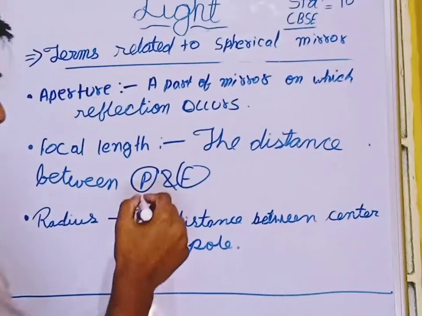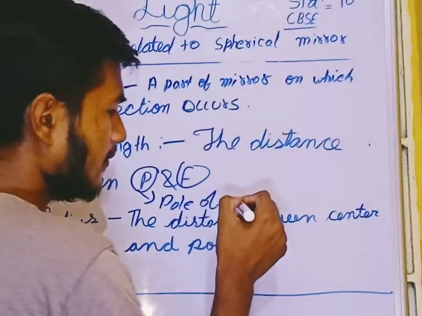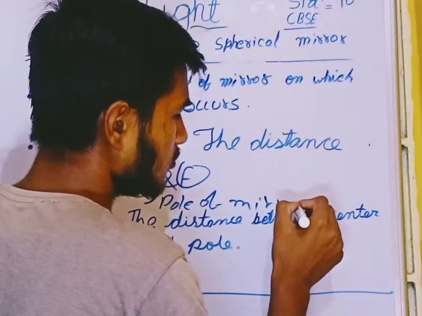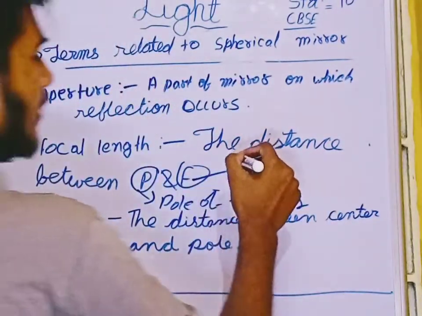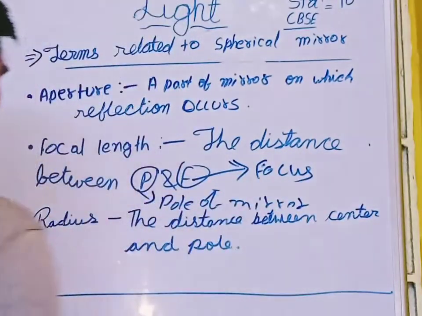What is P? P is known as the pole of the mirror. And F is known as the focus.